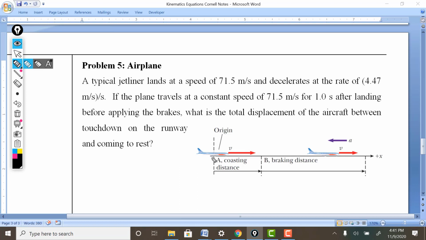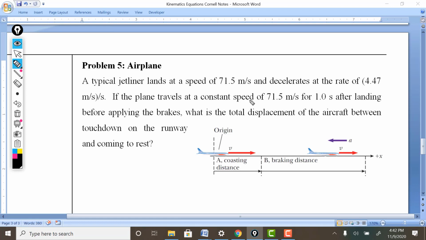We have an airplane. It lands. It coasts for a while, right? And then at this point, it applies its brakes. You'll notice that there's a little arrow. It should remind you of something. This is going to represent deceleration because it applies the brakes, and as it's applying the brakes, it slows down to the point when this becomes 0.